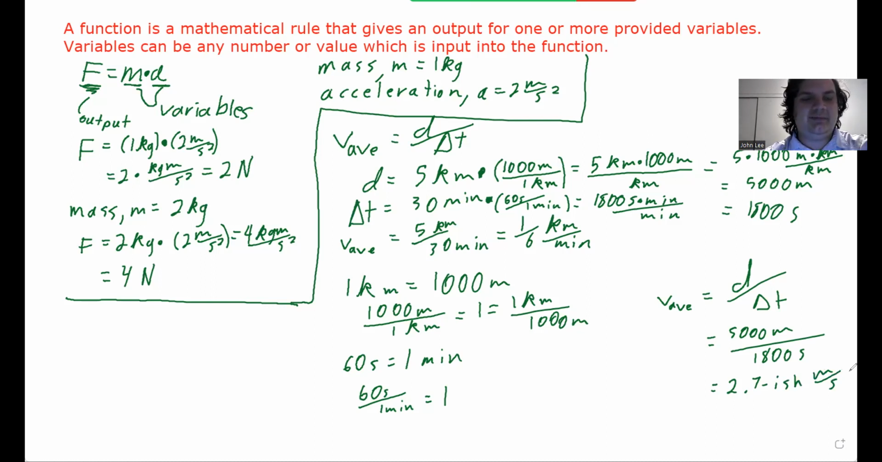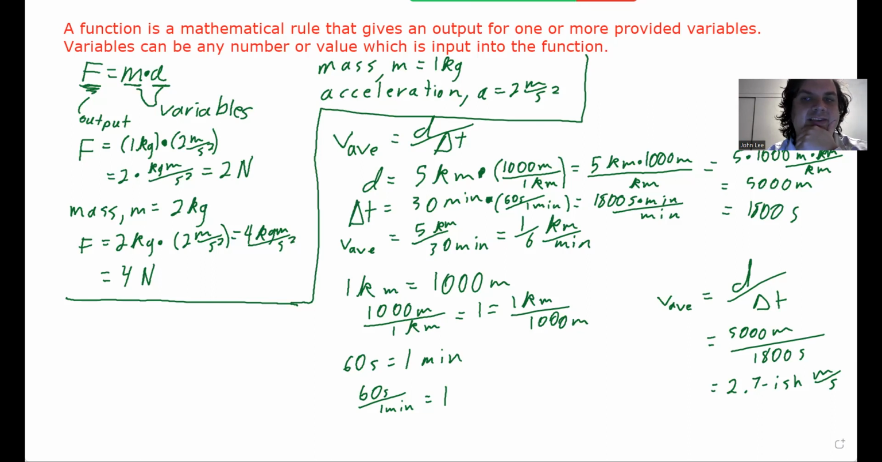So hopefully that made sense to you. I kind of threw you into the deep end with that second question, but if you have a number of variables, then you can change the variables however you'd like. You can put in whatever number you want for each variable, and then the function will output a force or a velocity or an acceleration or pressure or any of these types of physical quantities that correspond to the relationship between those variables and the output number that you're looking for.